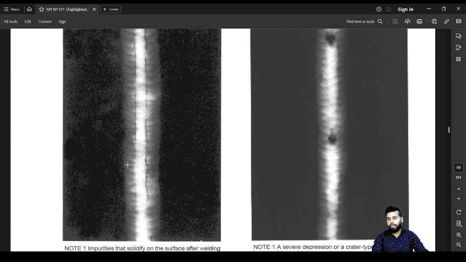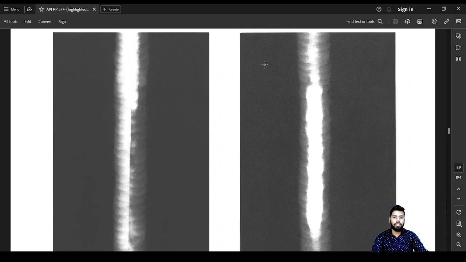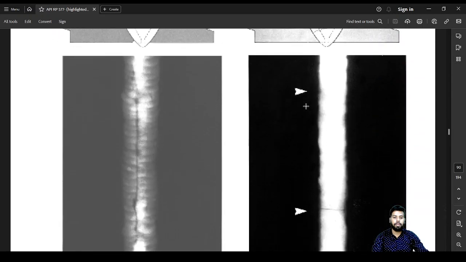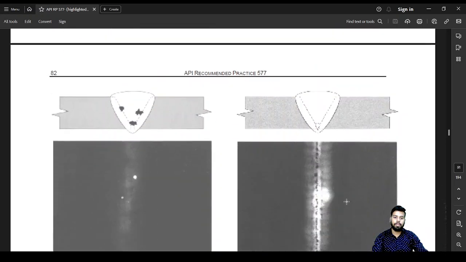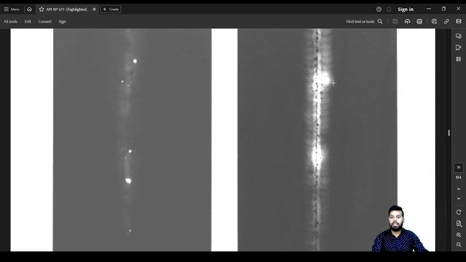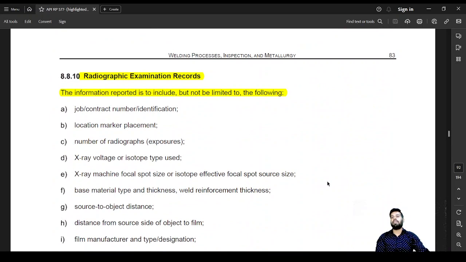This is also lack of fusion. This is burn through. This is mismatch. This is excess penetration. This is root undercut. This is transverse crack. This is tungsten inclusion. This is linearly aligned porosity. So basically these were reference images. Whenever the radiographer might not understand what kind of discontinuity he is seeing, there is some recommendation given by the code that will help the radiographer to make a sound decision.